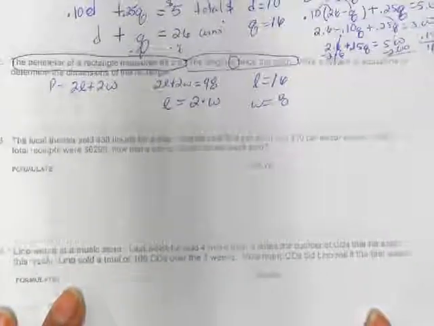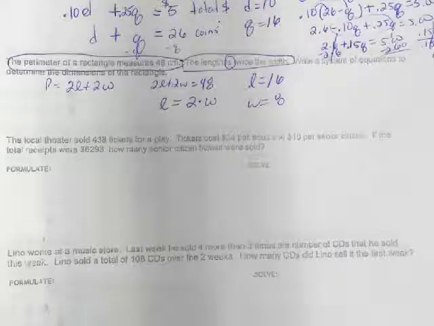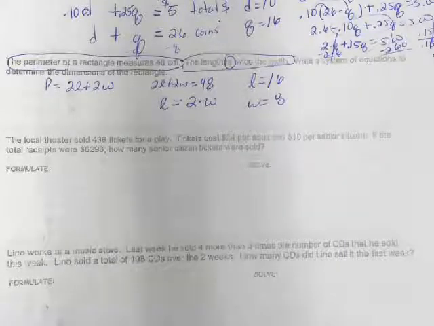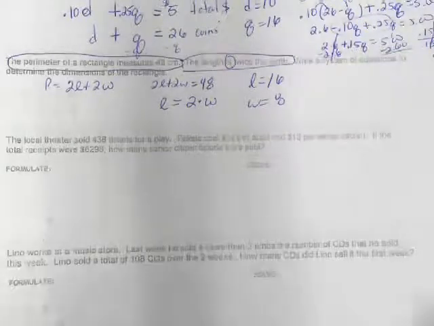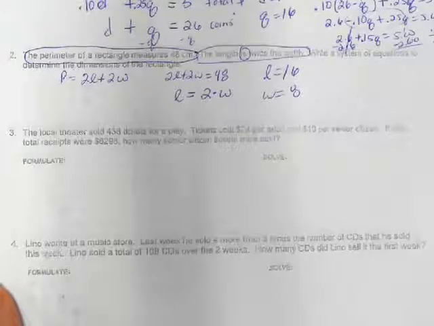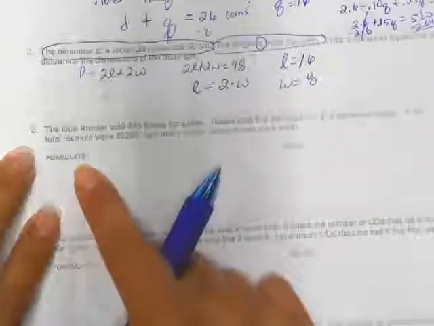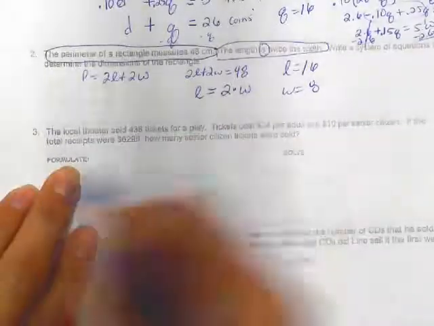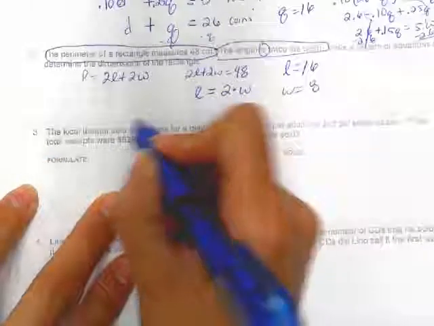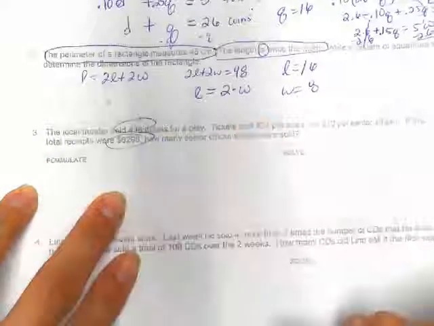Next question. The local theater sold 438 tickets for a play. Tickets sold at $24 per adult and $10 per senior citizen. If the total receipts were $6,298, how many senior citizen tickets were sold? So let's write first. First, realize they gave us two totals. One is total tickets, the other is total money.